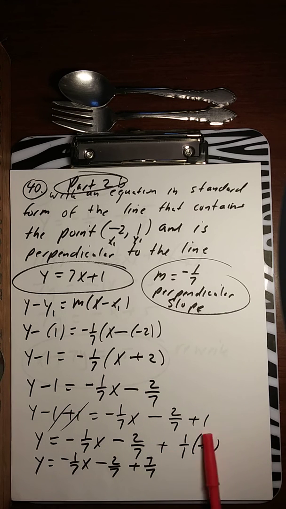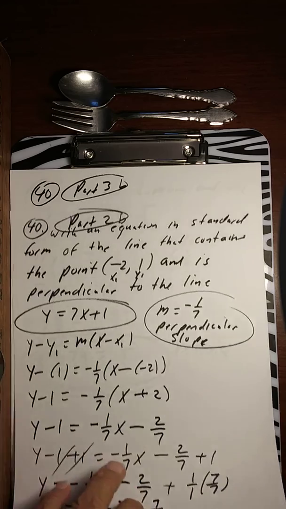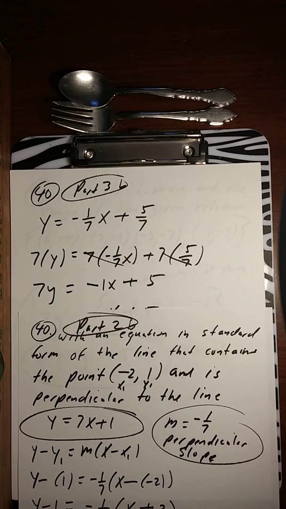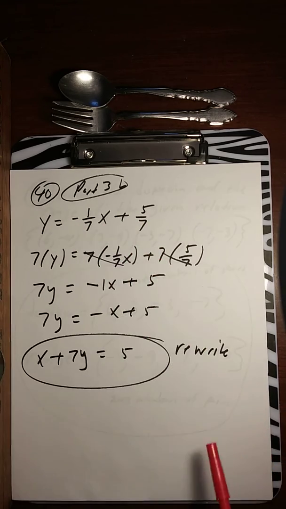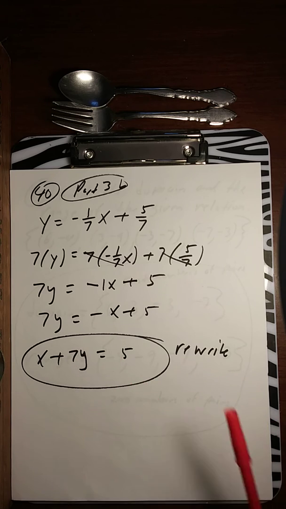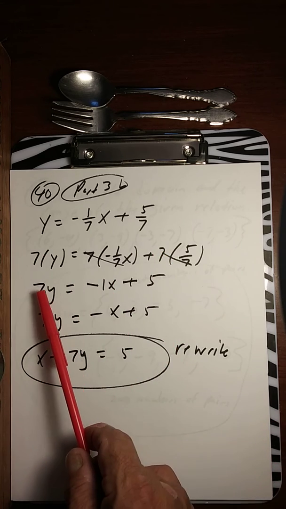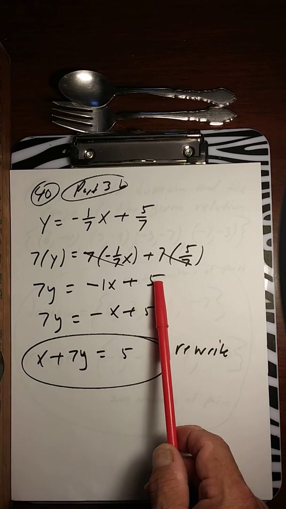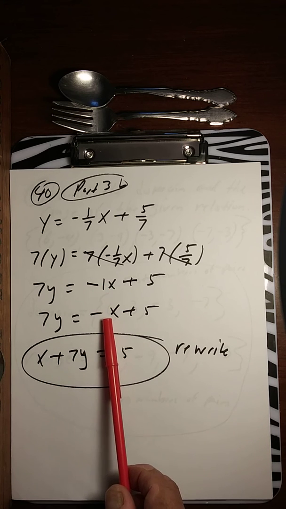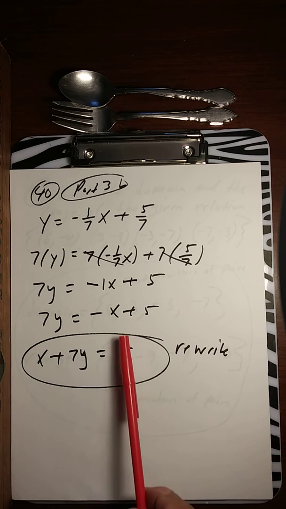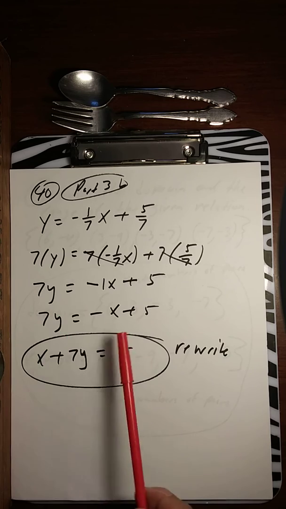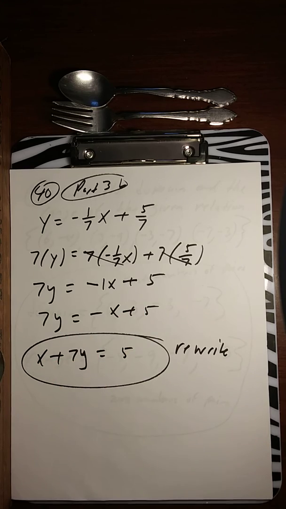Convert this. 7 over 7 times this. So y equals negative 1/7x, negative 2/7 plus 7/7. So now we're going to have 5/7. And then what we do is multiply everything by 7. We have this form here. 7y equals this. And this is just negative x. So rewrite it. Bring this negative x to the other side. Bring the x plus 7y. That side. And the 5 goes down there.